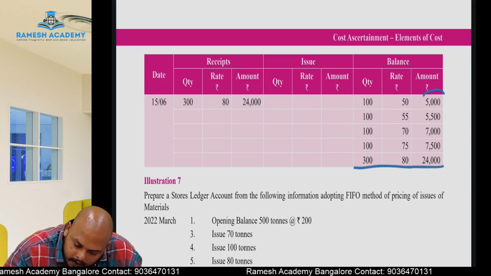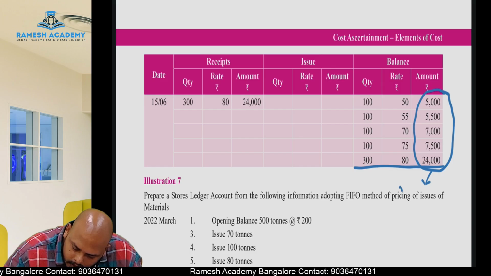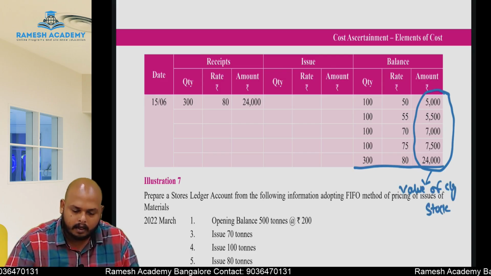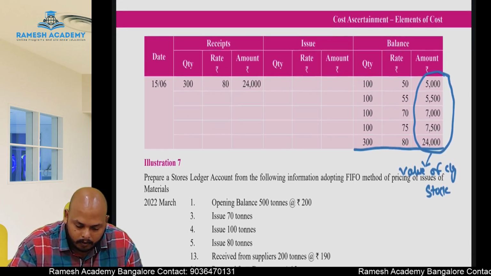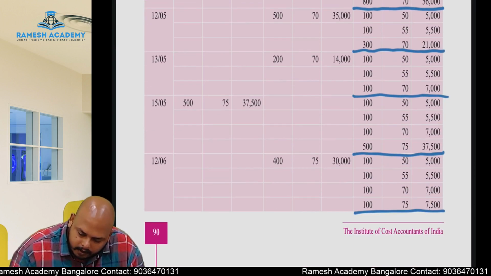Next, if someone is asking you value of closing stock is how much, so this is the value of closing stock. Okay? If someone is asking you what is the value of materials consumed, completely we should add this.